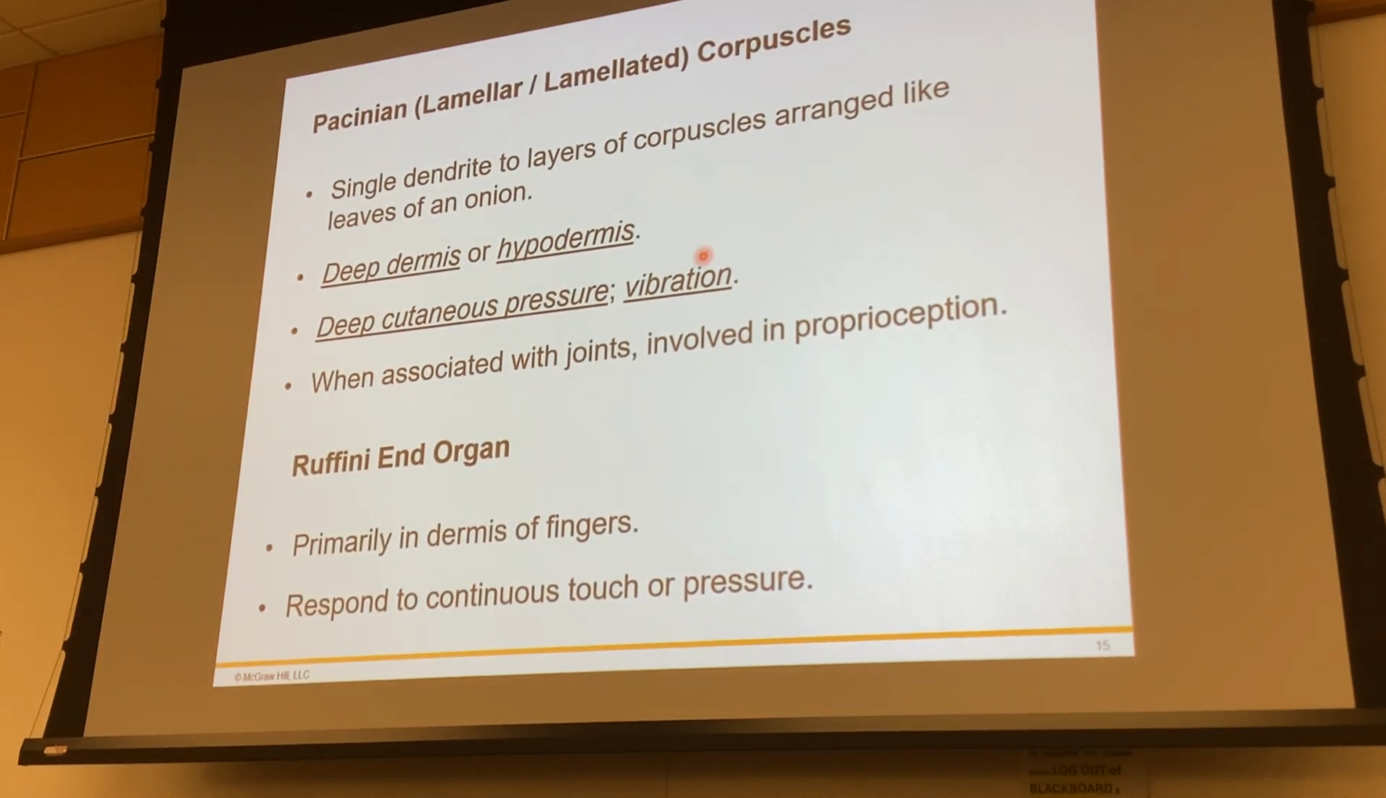These two tend to be deeper in the body. They're Pacinian corpuscles, and I will talk about the lamellar corpuscles. That's the other synonym. I won't use lamellated. These are deep in the dermis or the hypodermis. I will say they're in the dermis, just to make it clear. And again, there's deep cutaneous pressure or vibration. That's the main thing. And they're associated with joints here.